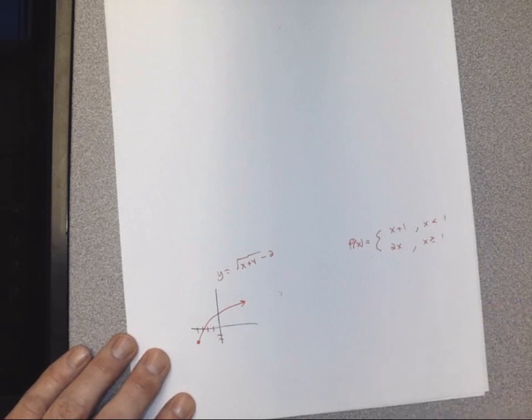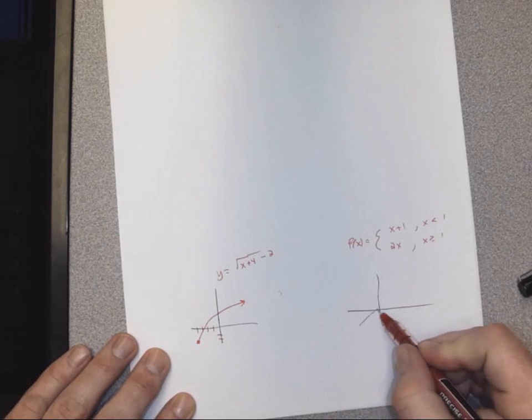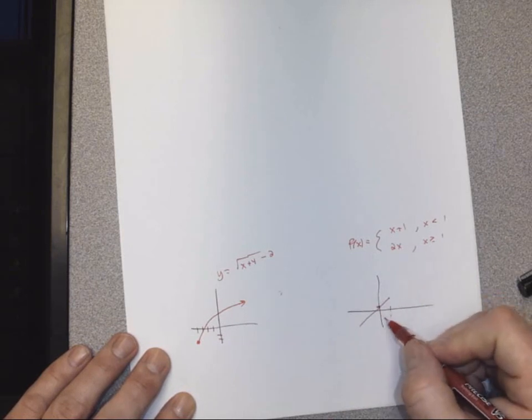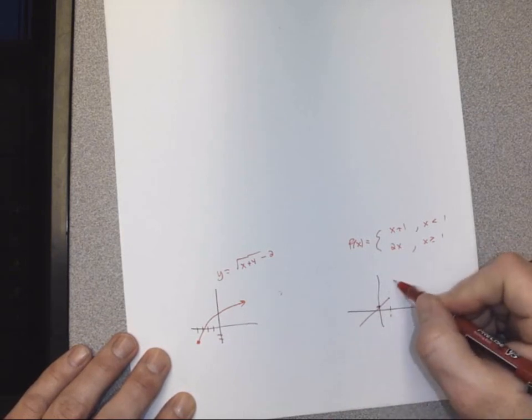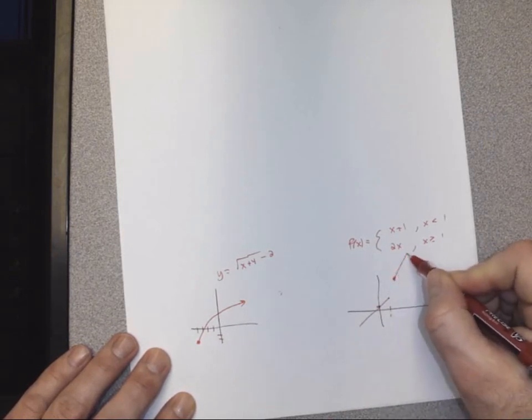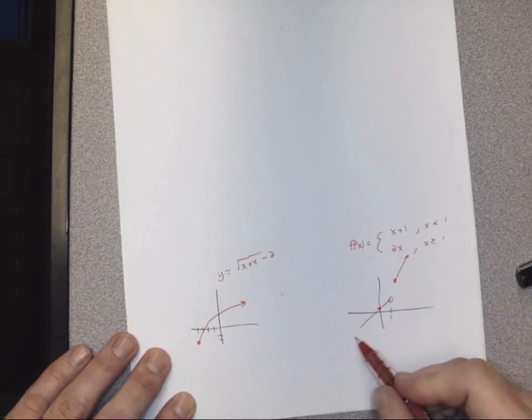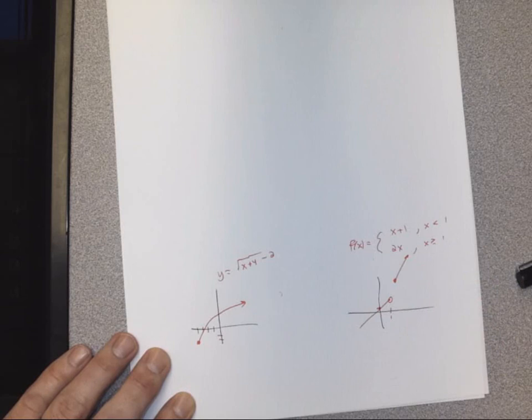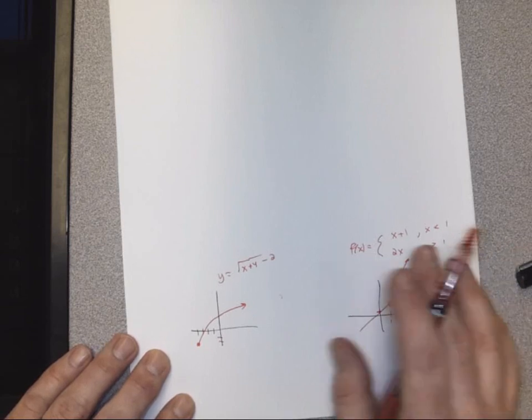So a function like that, x plus 1, would look like this, right? Until I get to 1. It's supposed to be 1 there. And then I'd have 2x, which should be something like that. You guys agree? So this is going to have a left-hand limit, it's going to have a right-hand limit, but those limits are not going to be the same, are they? So these are the things we have to be careful of.